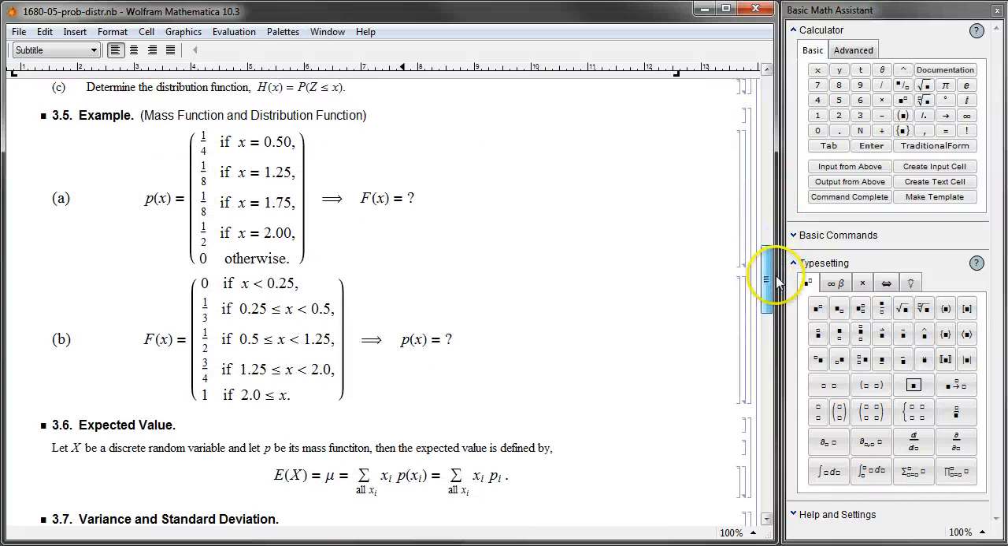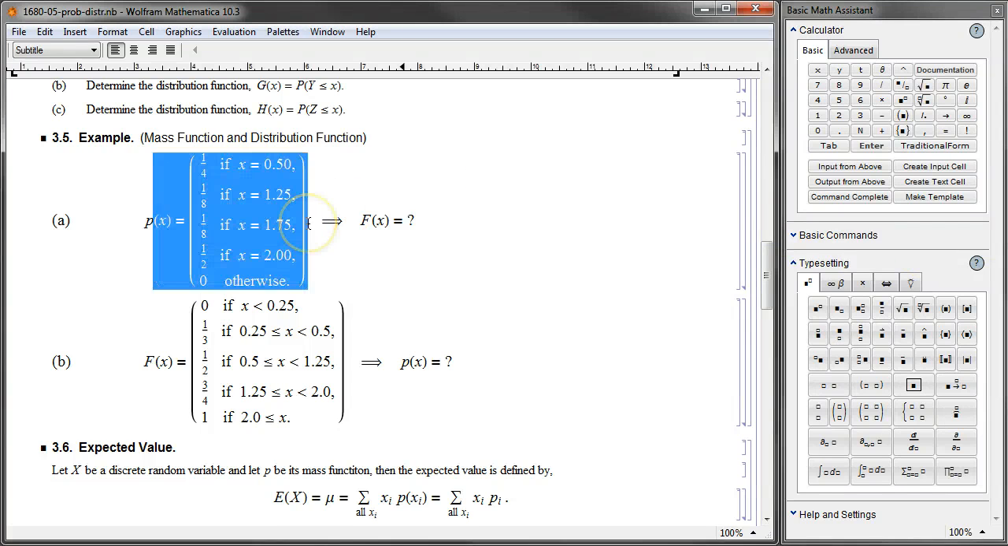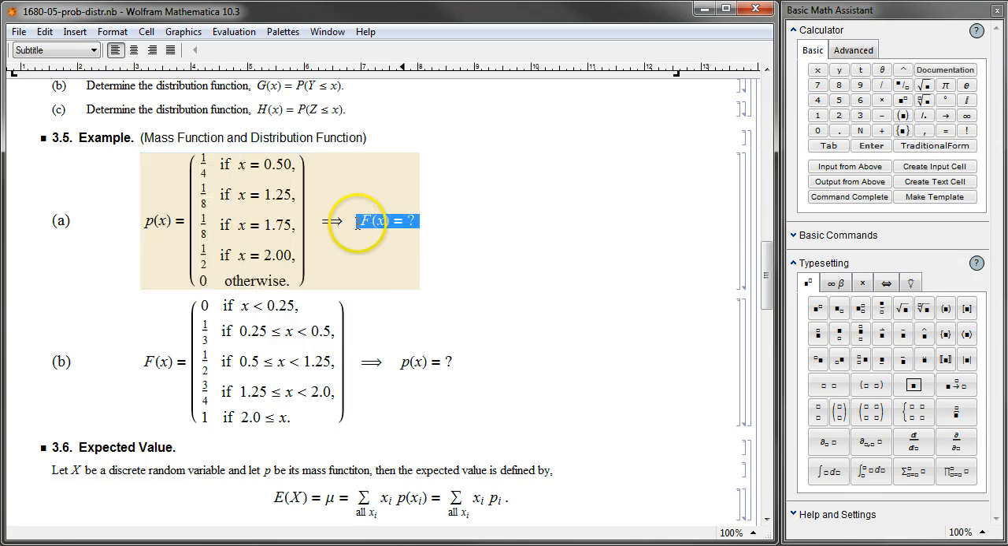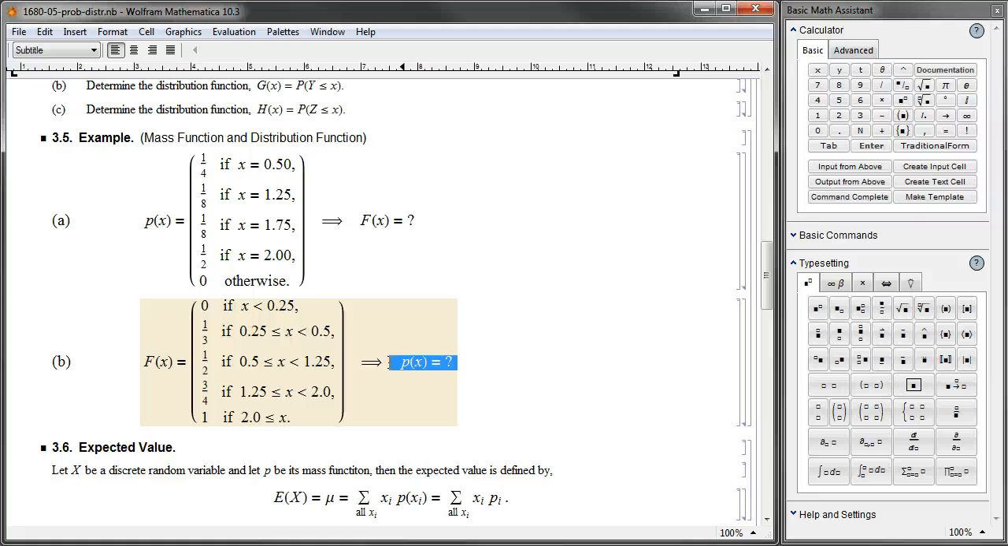Now let's move on to this example, mass function and distribution function. This time let's consider the relationship between one and the other. We're given a probability mass function here, and we are supposed to find out the distribution function. This is going to be relatively easy. The next one will be a little bit new. When the distribution function is given, let's find out the mass function. Now, how do you do those kinds of things?